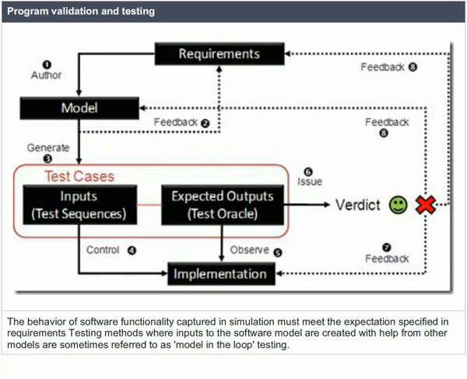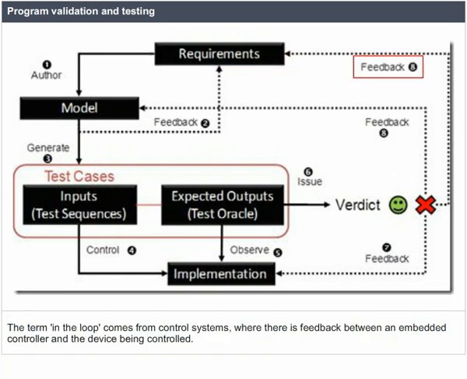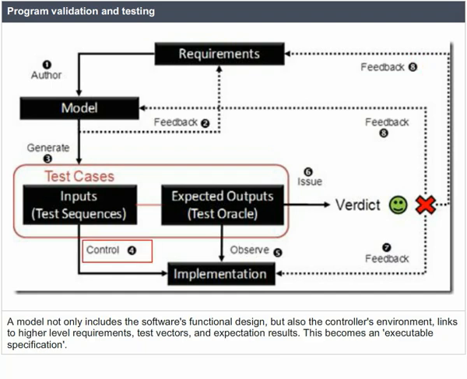The term in the loop comes from control systems where there is feedback between an embedded controller and the device being controlled. A model not only includes the software's functional design but also the controller's environment, links to higher level requirements, test vectors, and expectation results. This becomes an executable specification.